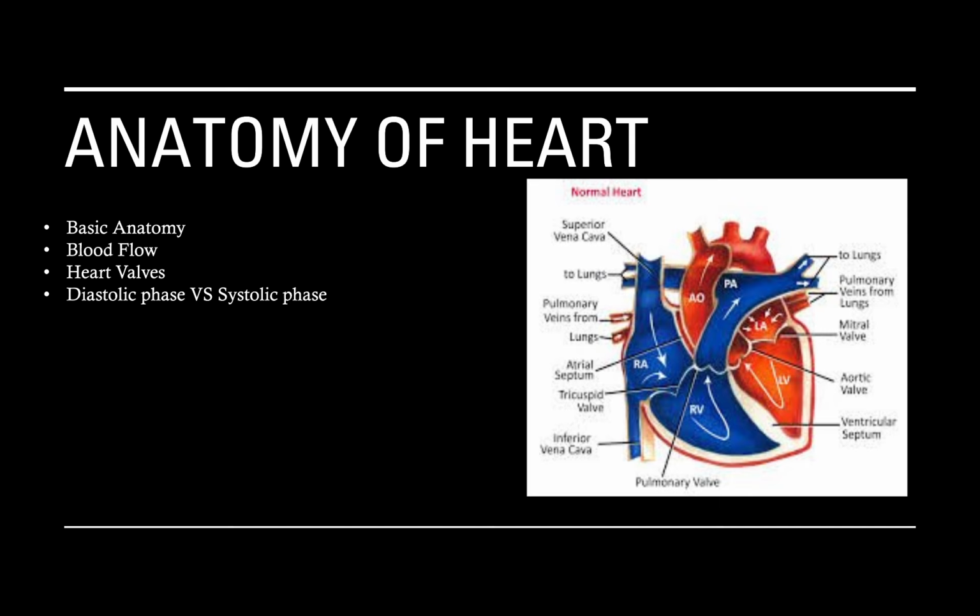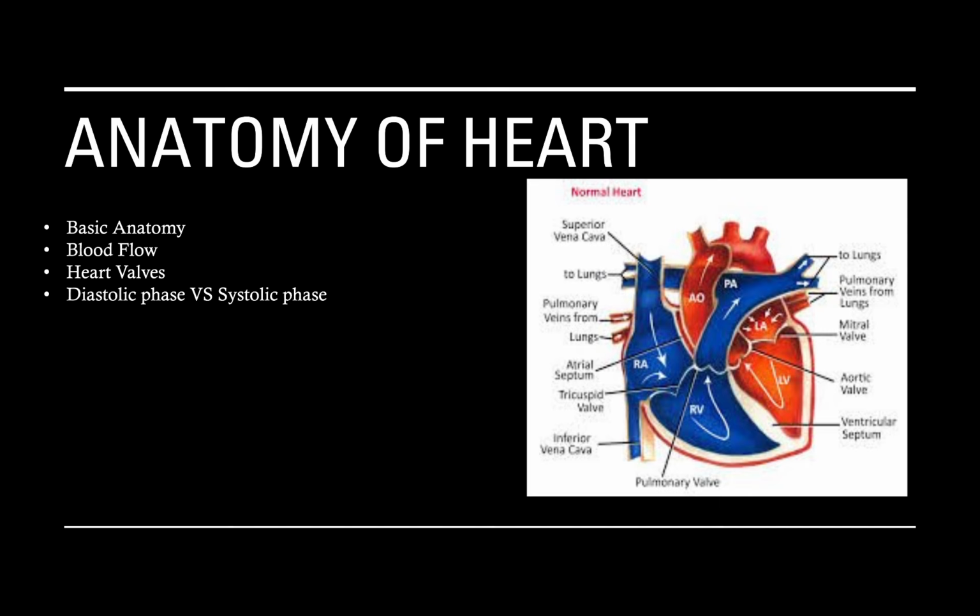So then we'll talk about the basic anatomy of the heart, right? Before I discuss blood flow, we'll just discuss the basic components of the heart. You have two ventricles, two atriums, one of each on the right, one of each on the left. And we know that blood returns from the body through the venous system. So if you look at this picture, you can see the superior and inferior vena cava.